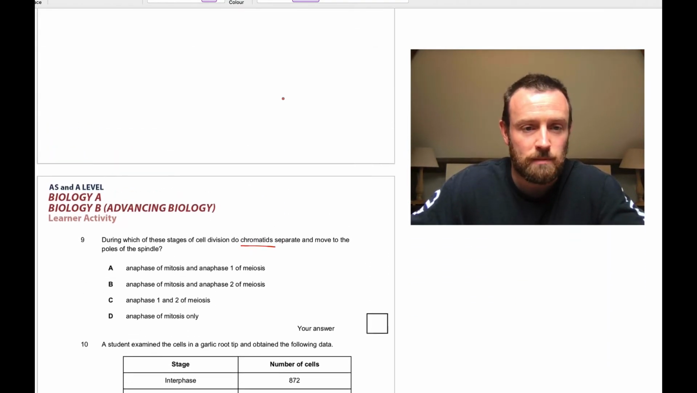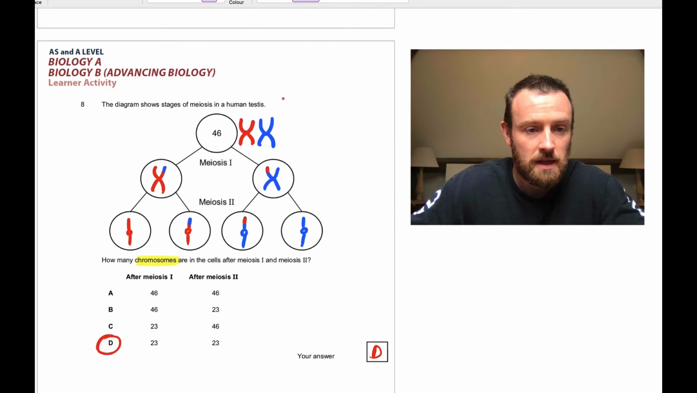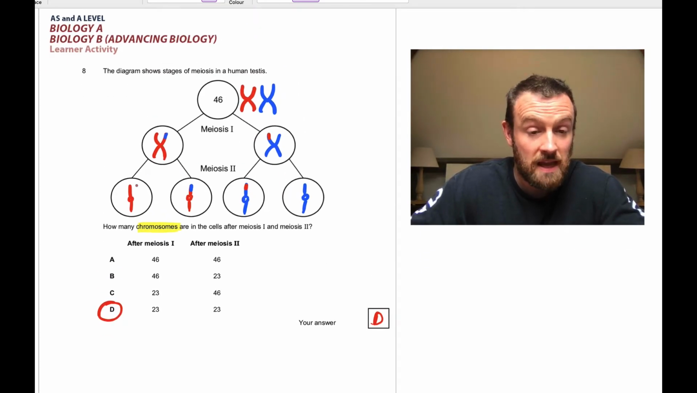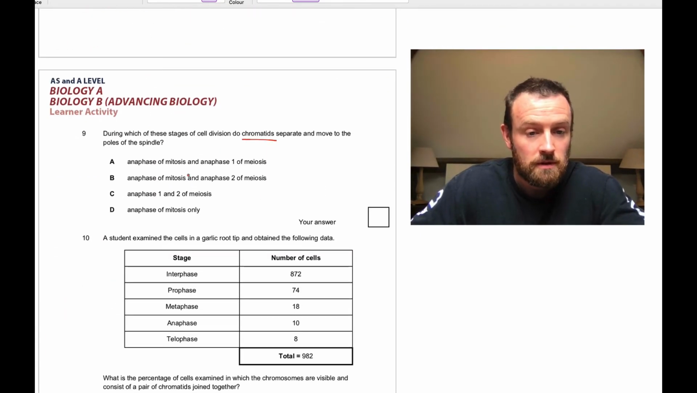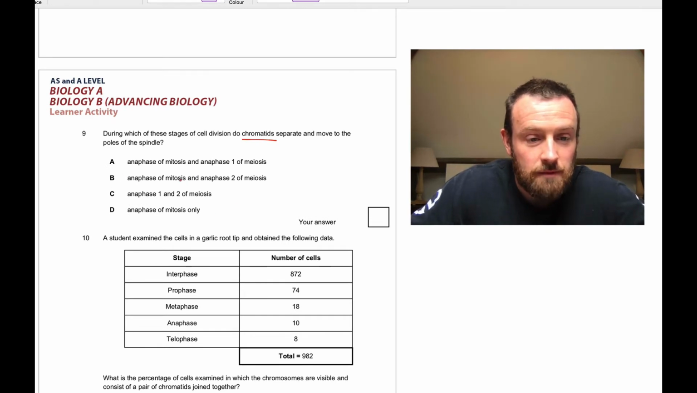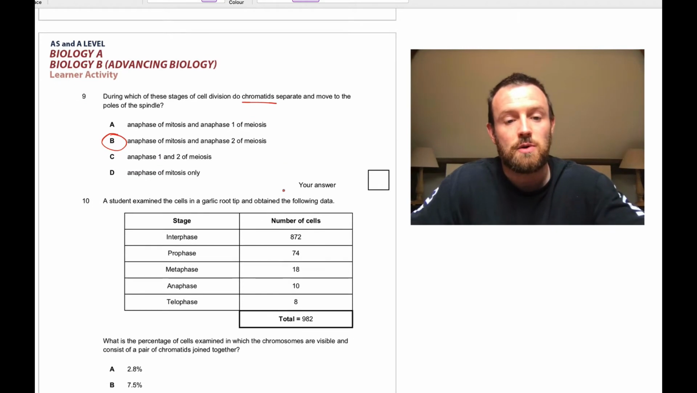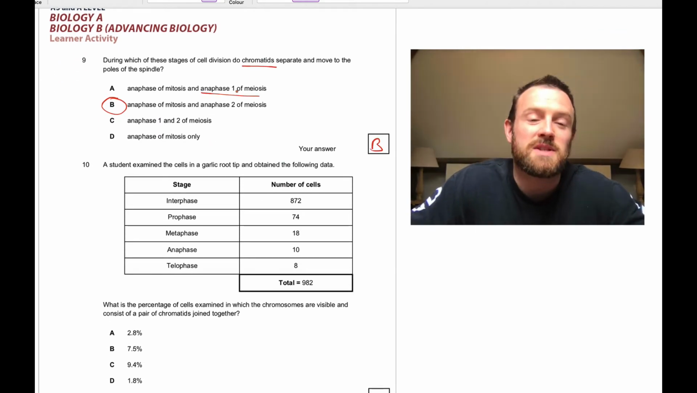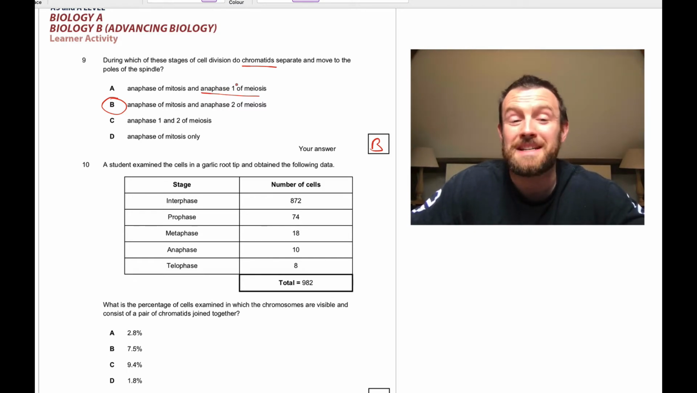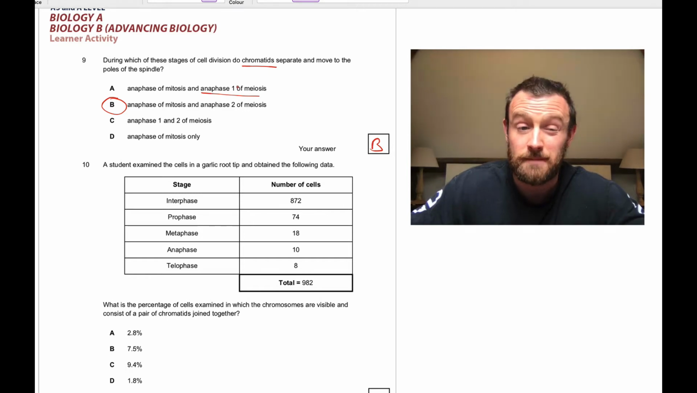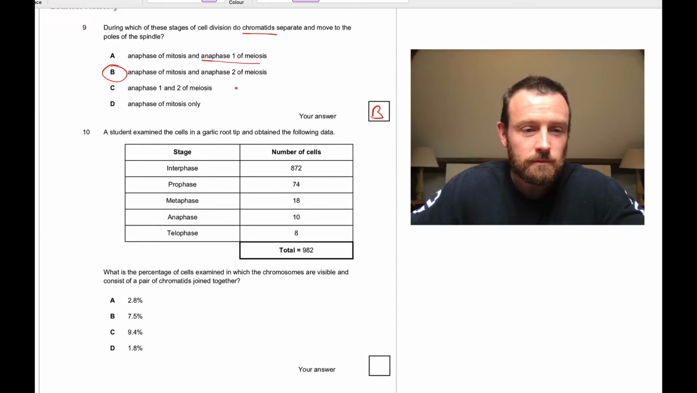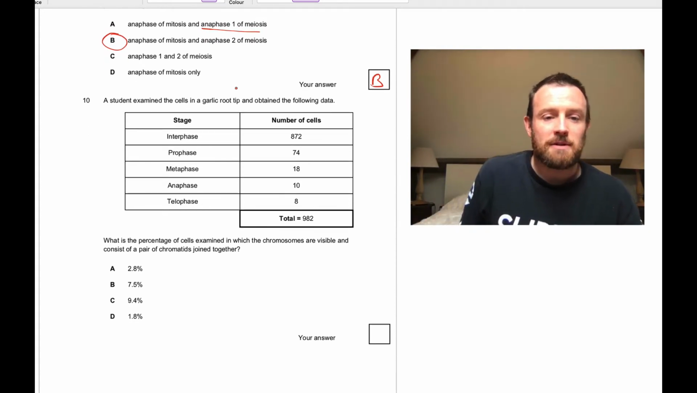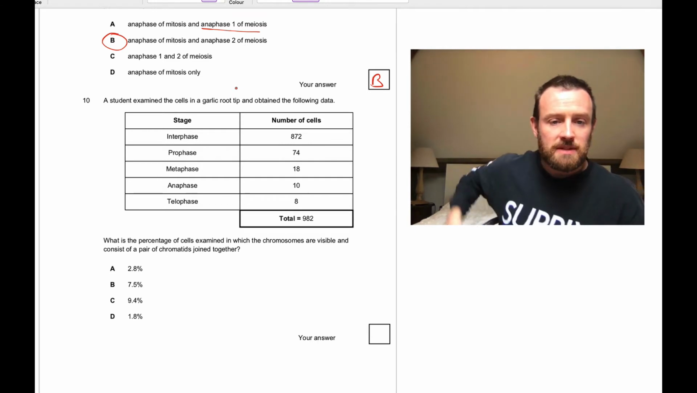Well, look, we just talked about it up here. It is going to be here in the second division. So it's going to be this one, B. Anaphase of mitosis and anaphase 2 of meiosis. Because in anaphase 1 of meiosis, we're separating the homologous chromosome pair and not the chromatids within one chromosome. Okay? Right. 10. A student examined the cells in garlic root tip and obtained the following data.